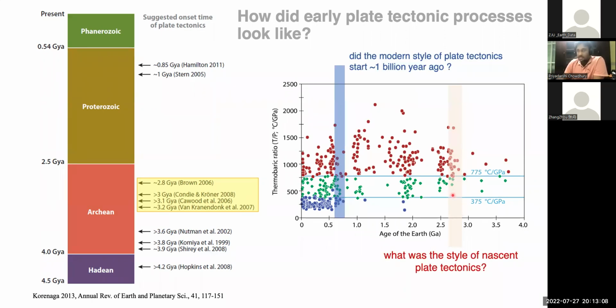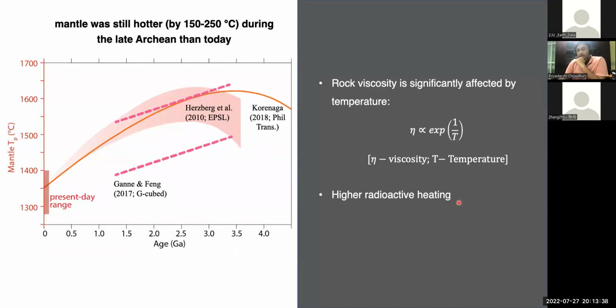If it is not similar to the modern day plate tectonics, the argument is, of course, based on the preserved rock record and the idea that you don't have too many occurrences of these high pressure, low temperature rock types. Although we have a few sporadic occurrences, they are not as high as compared to what we see in this time window. So if that is true, then there must be some physical argument to support this. Why should we have a different style of plate tectonics? The argument comes from the thermal evolution of the Earth.